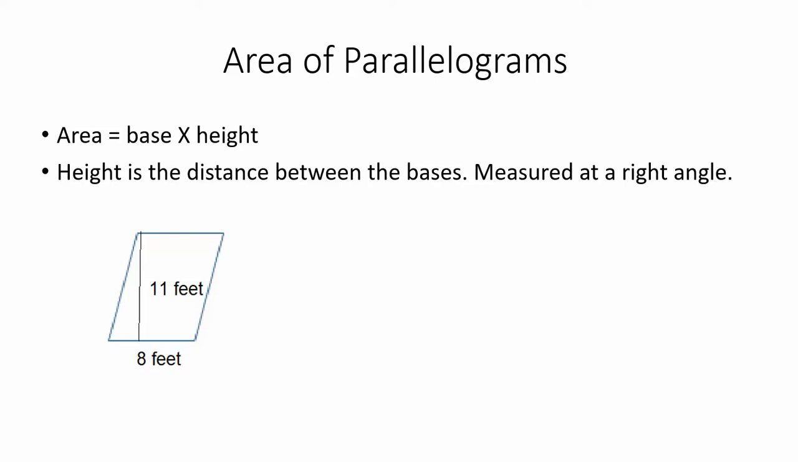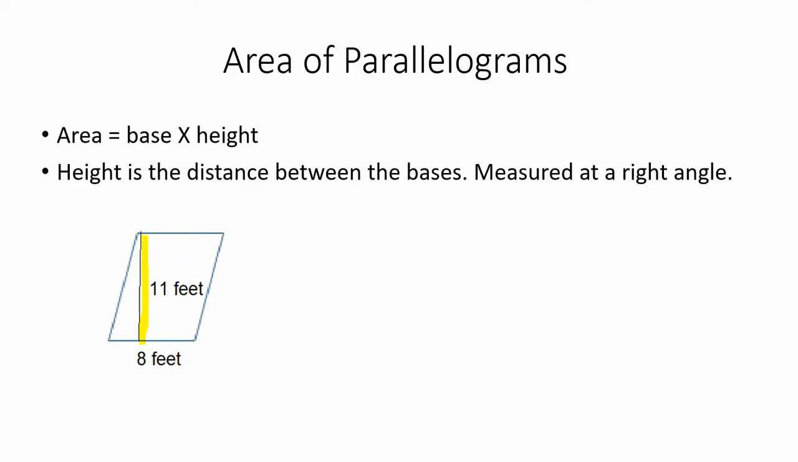Now let's look at how to find the area of a parallelogram. To find the area of a parallelogram, we take the base times the height. Now this is a little bit trickier because the height is not one of the sides. The height is the distance straight up and down between the two bases. It makes a right angle with the base.